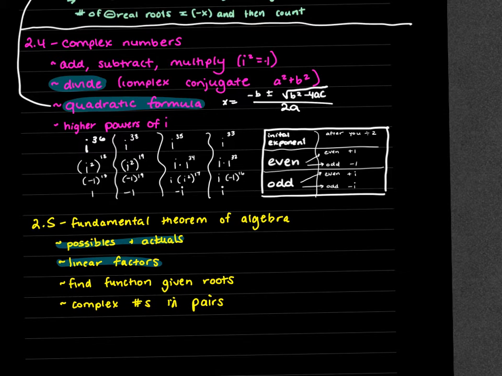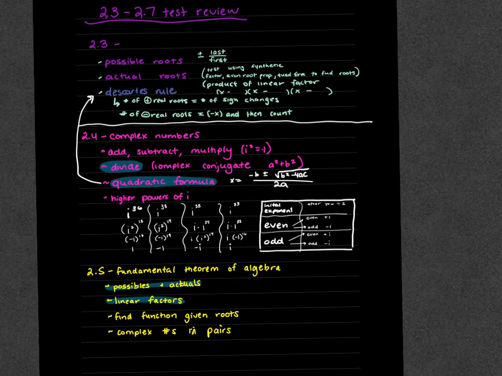So remember, possibles and actuals are the same as the last thing, right? These are the same as up here. It's just that they're going to involve imaginary numbers. In 2-3, we didn't have imaginary numbers yet.